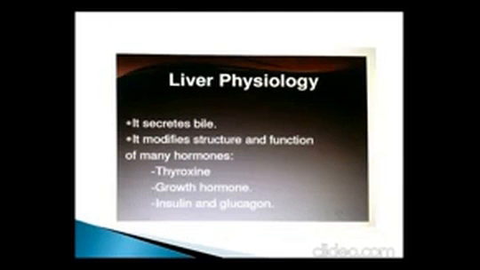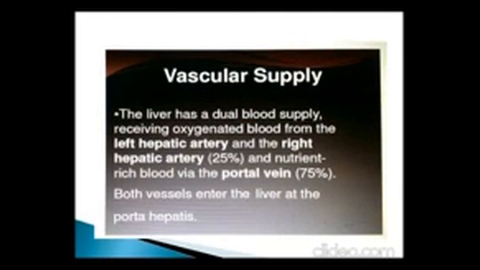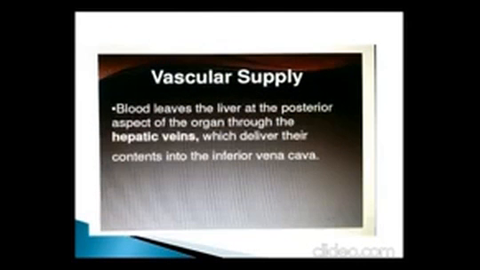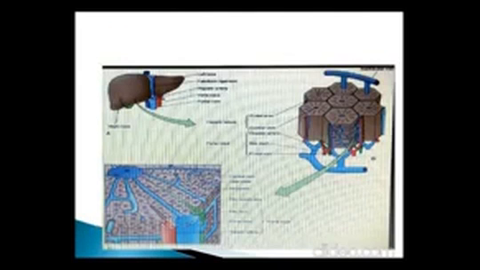The vascular supply: the hepatic artery, the right hepatic artery, contributes about 25% of the oxygenated blood, and then the nutrient-rich blood comes via the main important portal vein. So the vein plays an important role here in this organ. Both vessels enter the liver at the porta hepatis. Again, we will not go much into the details of this vascular supply. This is the normal picture of these supplies.